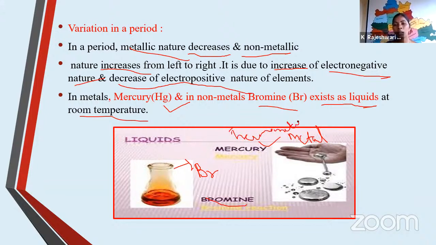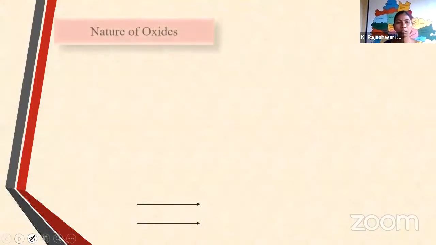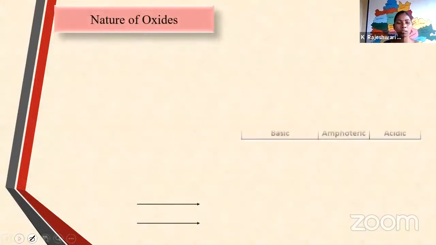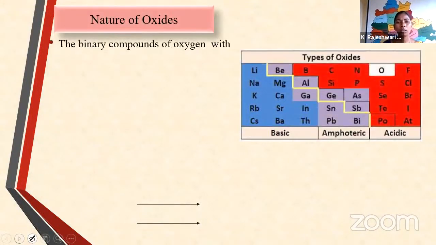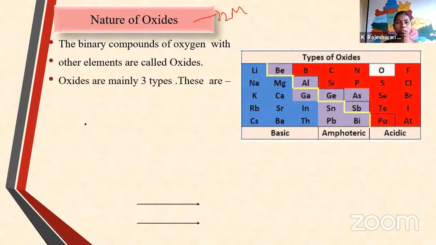So it is existing as liquid at room temperature. Yes, now let us see about the nature of oxides. This is also an important 2 marks VSAQ question. The binary compounds of oxygen with other elements are called oxides.